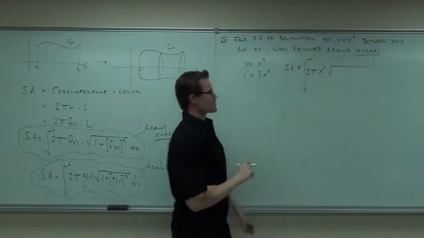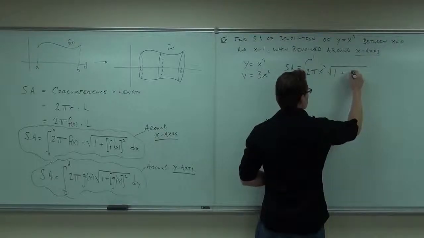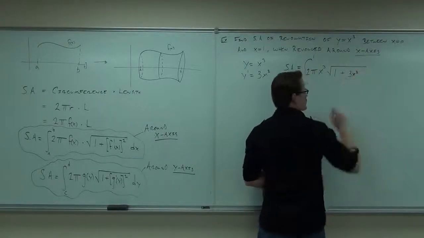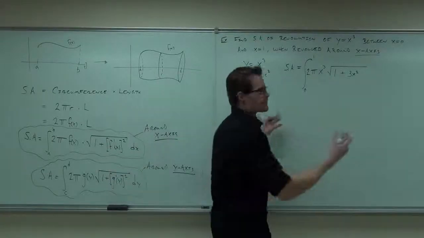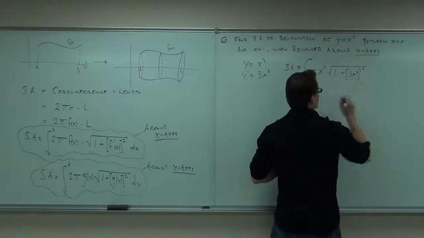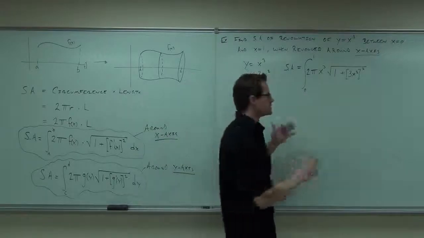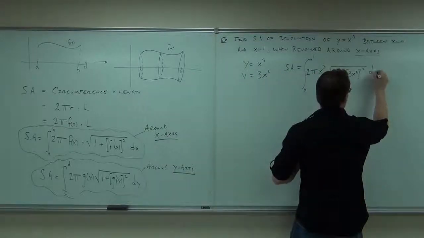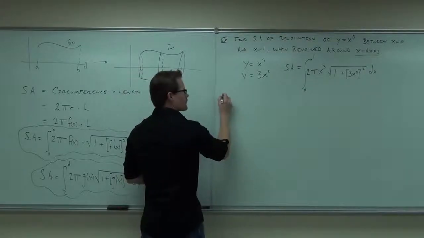Square root. What's inside my square root? 1 plus 3x squared. Where's 3x squared come from? That's the derivative. We already found that, that's why you find it first. And then what? Oh yeah, don't forget to square it. You forget to square it, you pretty much can't do that integral in this class. So don't forget that. dx. Again, around the x. Do y'all feel okay with the setup?